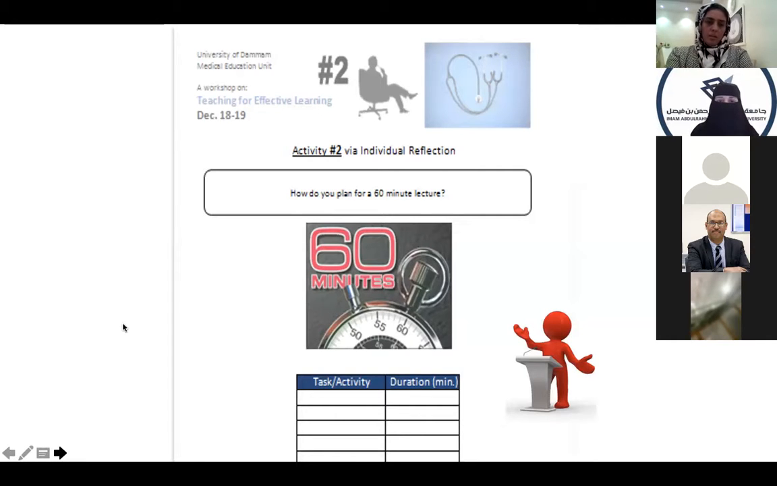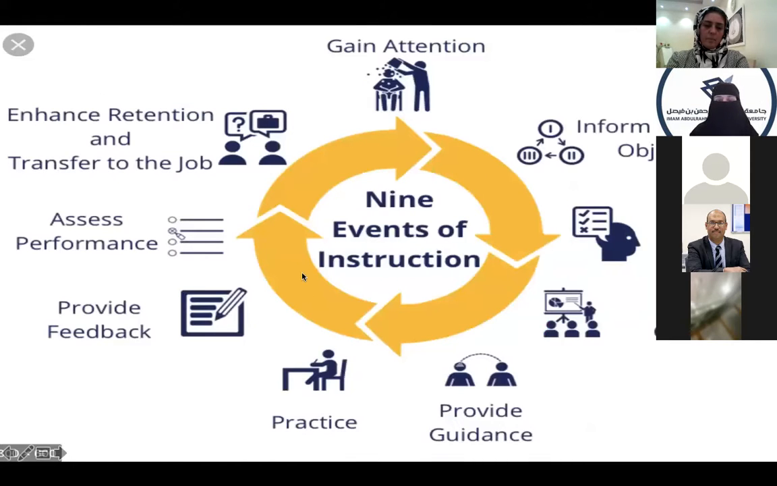Another activity was about how you design, this was by the way changed into 50 minutes because our lectures are 10 minutes break, 50 minutes lecture. And we told them that you have a 50-minute lecture. Tell us every 10 minutes what you are going to do. And this was an application of the Gagné 9 events.